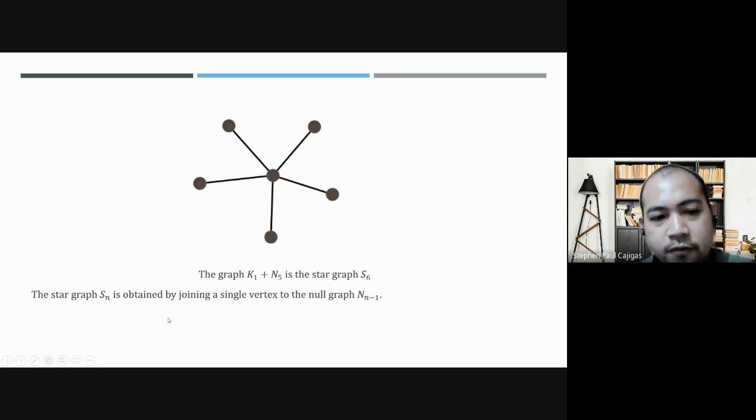So we have here the definition. The star graph Sn is obtained by joining a single vertex to the null graph N of n minus 1. So basically n minus 1 vertices in the null graph joined to a single vertex K1 will give us the star graph Sn.